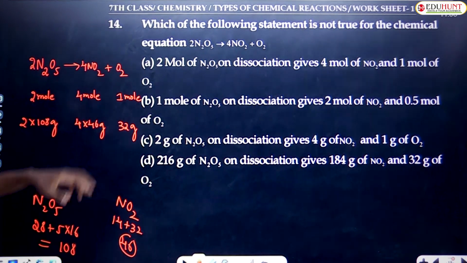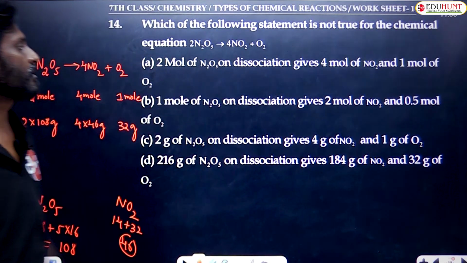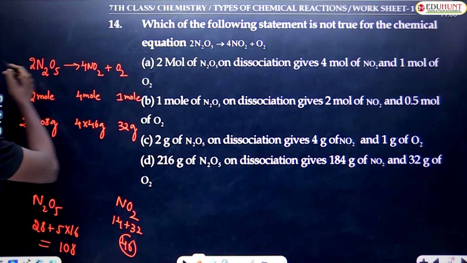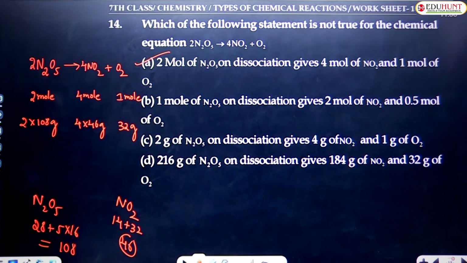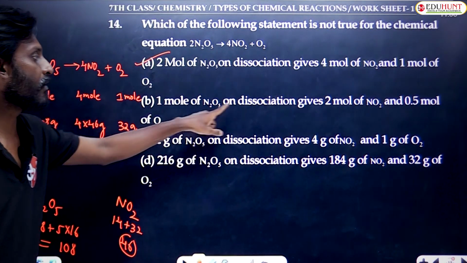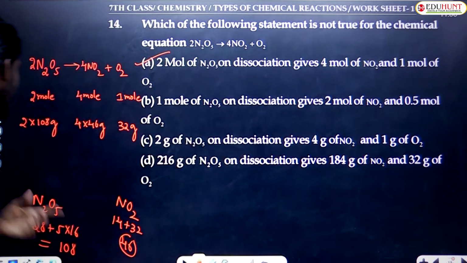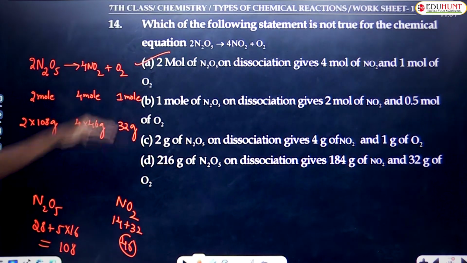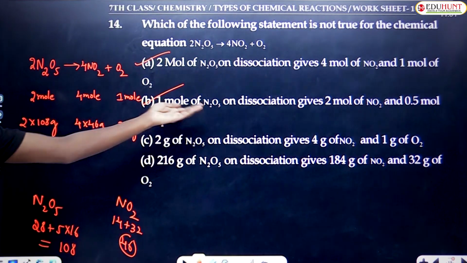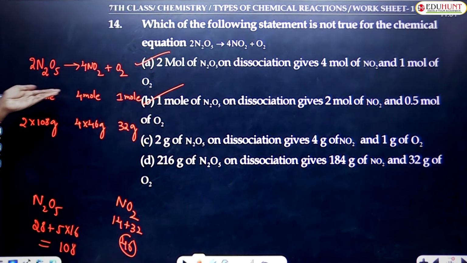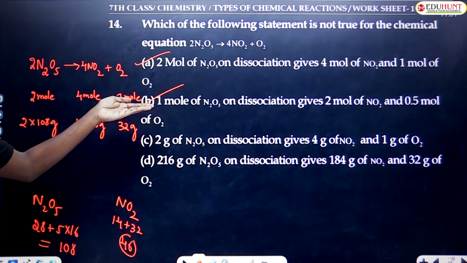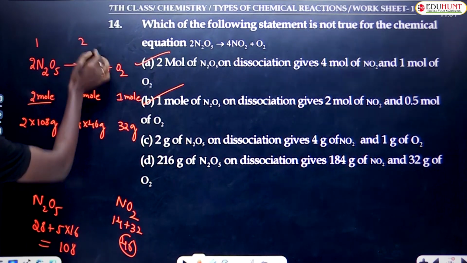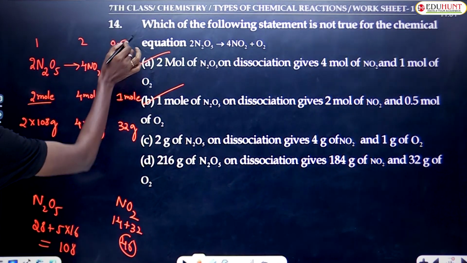So now check one by one. 2 mole of N2O5 on dissociation gives 4 mole of NO2 and 1 mole of O2. Yes. According to the balanced equation, that was correct. Similarly, 1 mole of N2O5 on dissociation gives 2 mole of NO2 and half mole of O2. Yes, if 2 mole gives 4 mole and 1 mole, then 1 mole gives 2 mole and half mole. So that is also correct. See, if it is 2 mole, it will give 4 mole. If it is 1 mole, then this will be 2 mole. In the place of 1 mole of oxygen, you will get half mole. That is also correct.